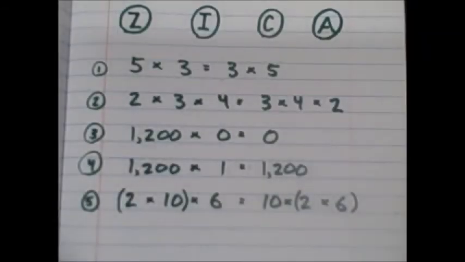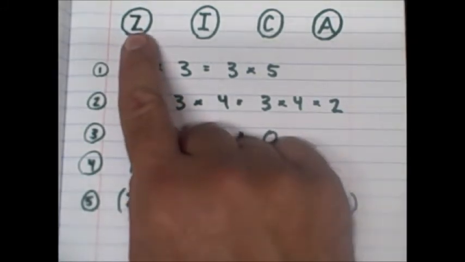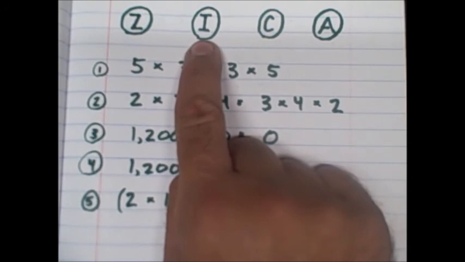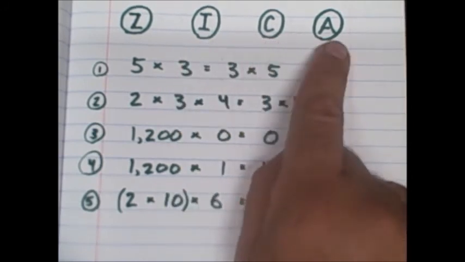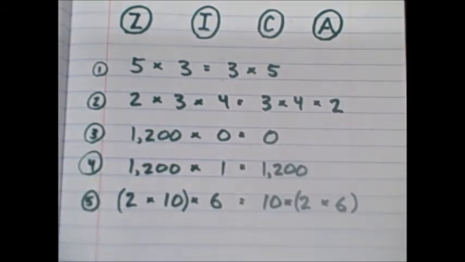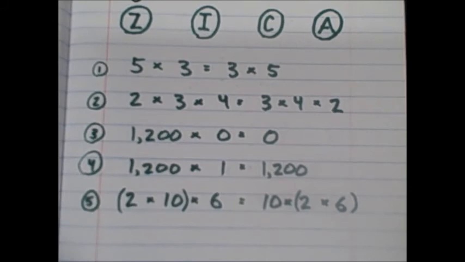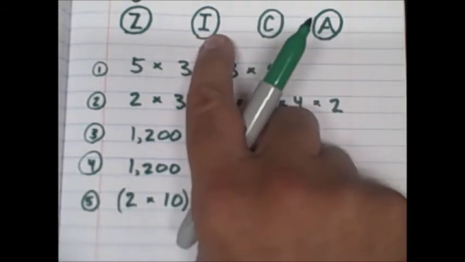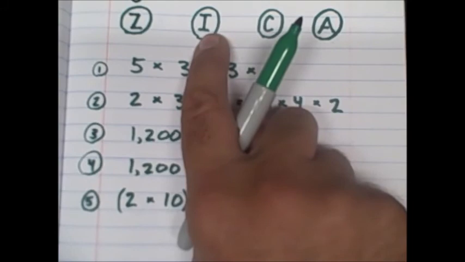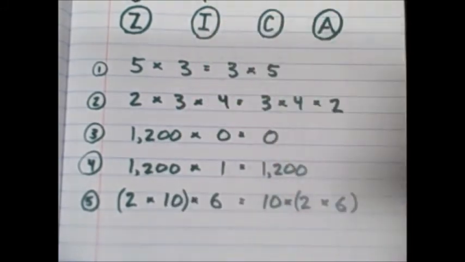Our next practice round does not require you to write or copy anything down. I have 5 equations. Each one is going to be an example of either the zero property, the identity property, the commutative property, or the associative property. Just to review, the zero property says anything times 0 is 0. The identity property, which if you look at the I, it kind of looks like a number 1, says that anything multiplied by 1 is that number, like 10 times 1 equals 10.